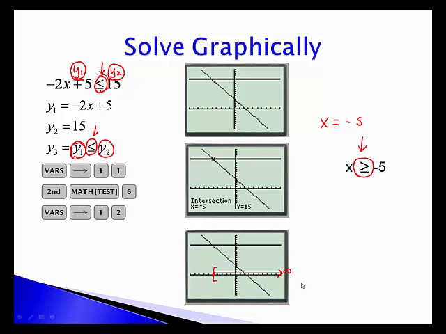The next thing we want to do is write this answer in set builder notation. Remember, it's the set of all x's such that, and then you pick up this piece right here and you put it in right there. So x is greater than or equal to -5.